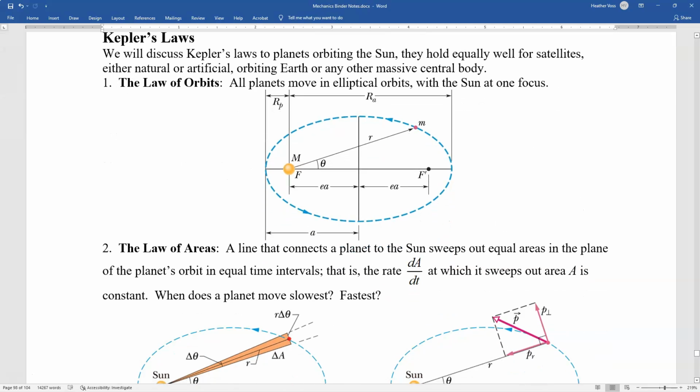So, as we're talking about that gravitational pull, let's bring Kepler back into play. Kepler had those 3 laws, and we've talked about them before. We're going to talk about them again. His first law states that all planets move in an elliptical orbit. The sun is at one focus. So this is Kepler's first law.